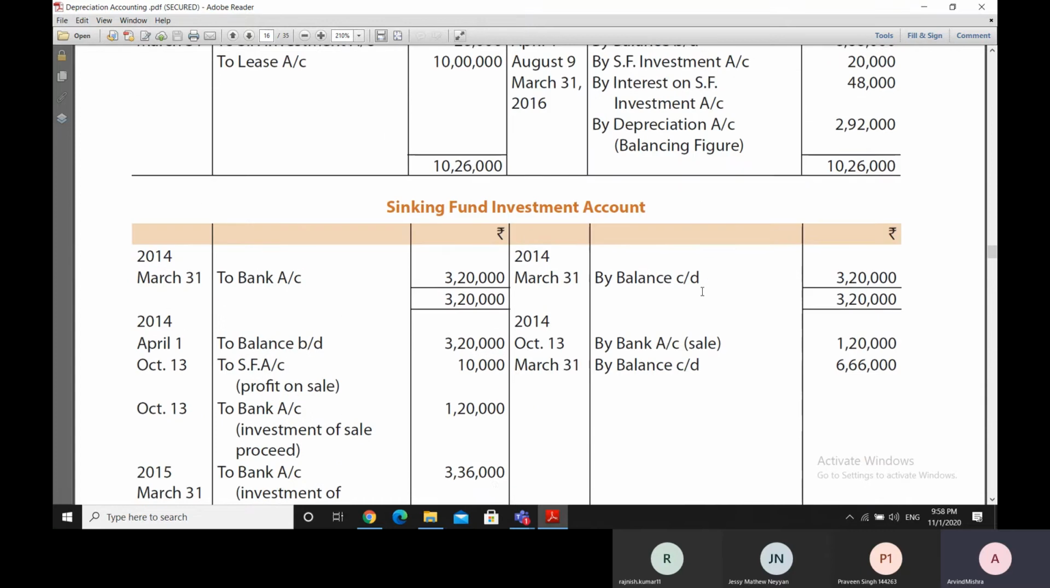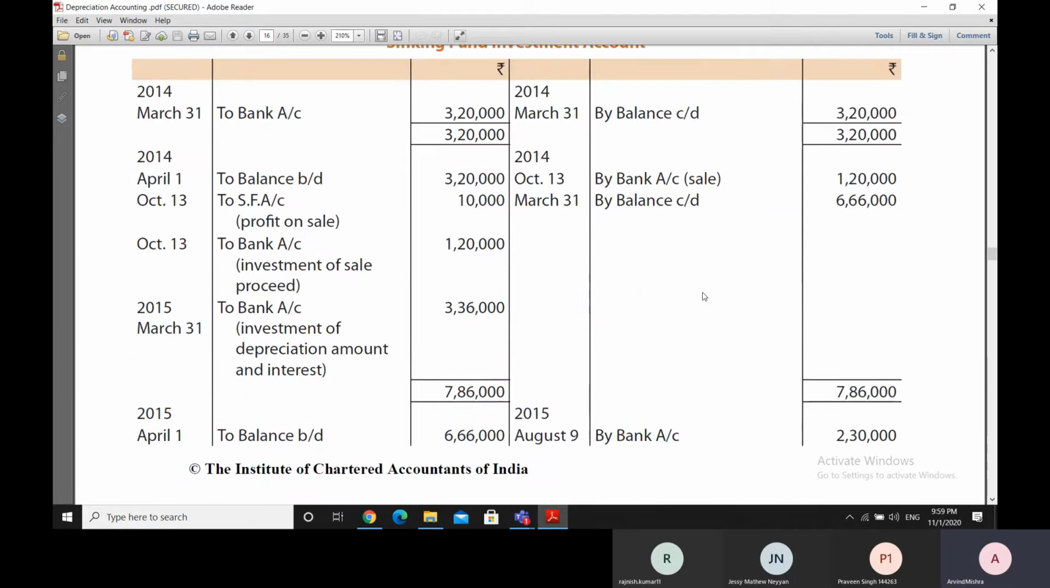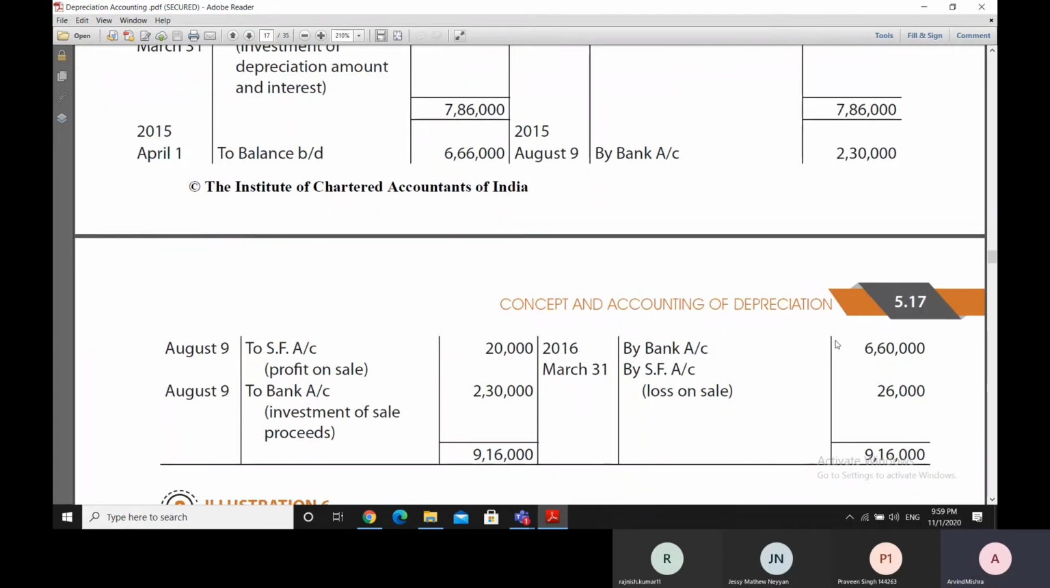The sinking fund investment account was basically meant to make specific investments, and once the specific investments have lost their utility, we don't need any further investments, and therefore the sinking fund investment account is closed by transferring the balance of 6,60,000 rupees back to the bank account. So here the sinking fund investment account is credited and the bank account is debited, thereby transferring the balance of the sinking fund investment account back to the bank account.